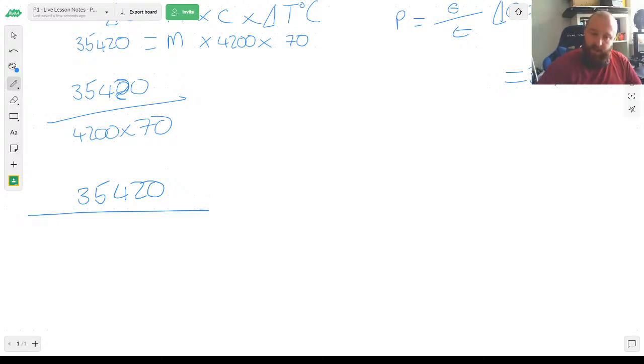Just double check that. 4,200 multiplied by 70 is a big number again. But it's correct. 294,000. Okay? So let's divide these numbers and let's work out the mass of water.